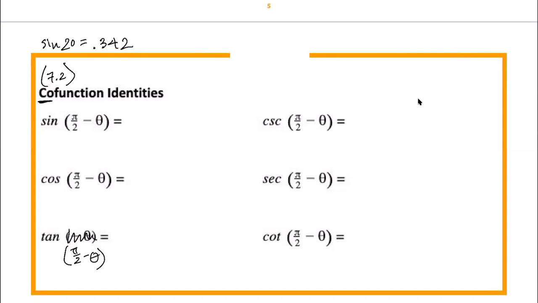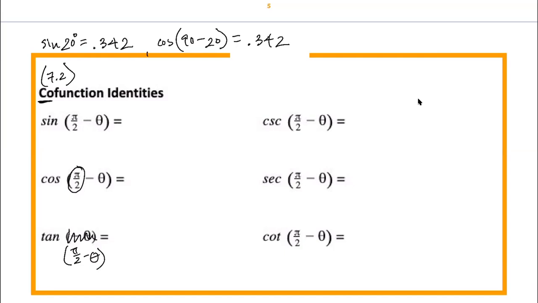What is pi over 2 in degrees? 90. So if we use our calculator to find cosine of 90 minus 20, let's see what we get. Cosine of 90 minus 20. Oh, shoot. It gives us the same thing. So when we say sine of 20, it is the equivalent of saying cosine of 70.